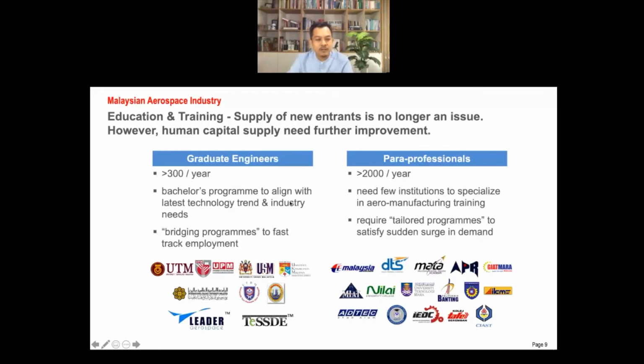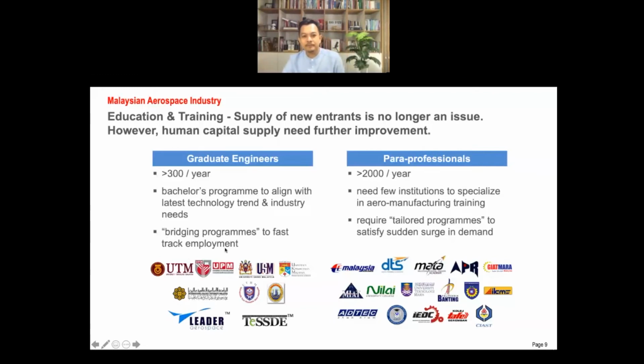Bachelor's programs are aligned with the latest technology trends and industry needs. That's why from time to time the programs are accredited by the Board of Engineers Malaysia under the Engineering Accreditation Council, as well as the Engineering Technology Accreditation Council, to ensure the programs offered in institutions of higher learning are at par with the industry requirements. As well, from time to time we have bridging programs to fast track employment.